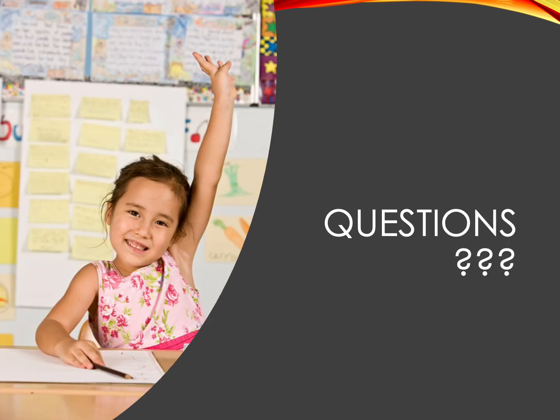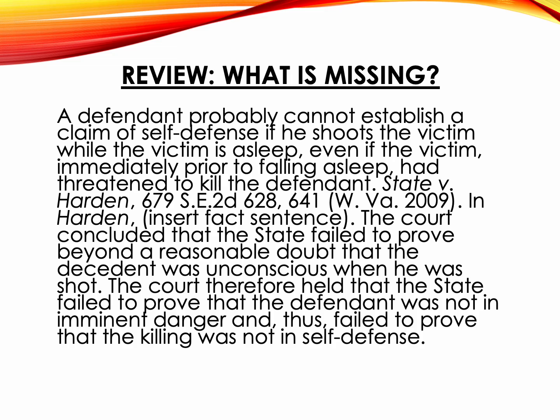Okay, so this is where I would normally take questions. Instead, I'm going to walk you through 3 examples. So the first is, what is missing in this paragraph? We have: a defendant probably cannot establish a claim of self-defense if he shoots the victim while the victim is asleep, even if the victim immediately prior to falling asleep had threatened to kill the defendant. And then we have a citation.